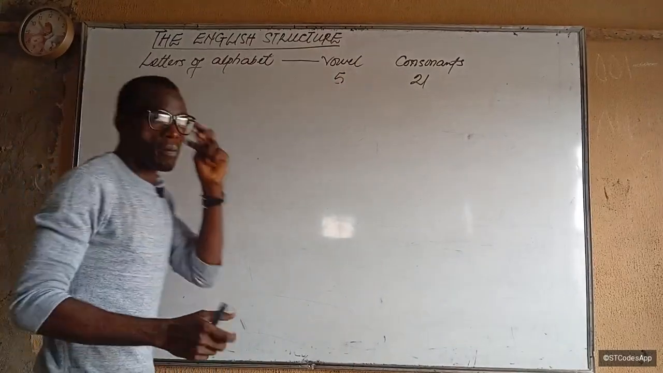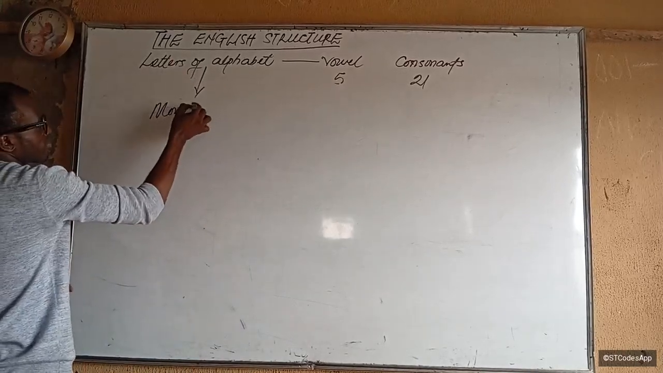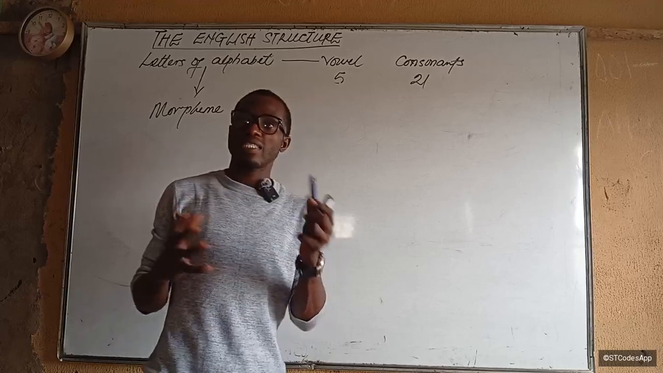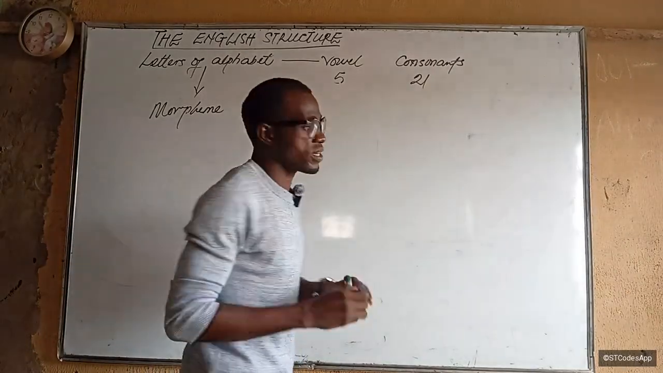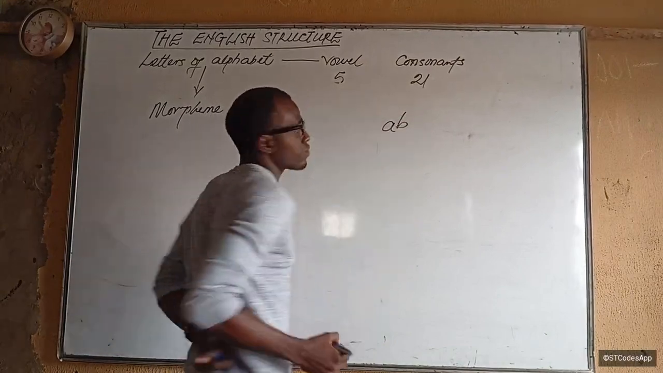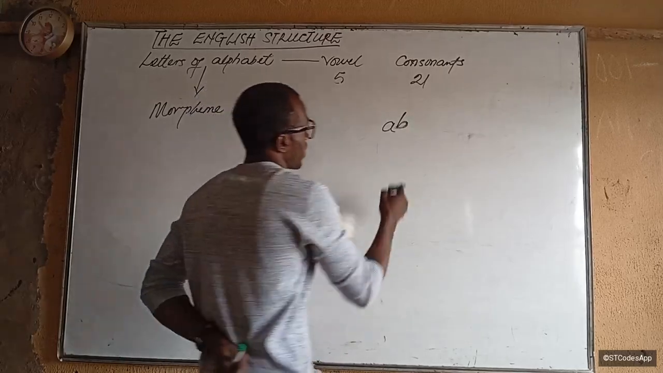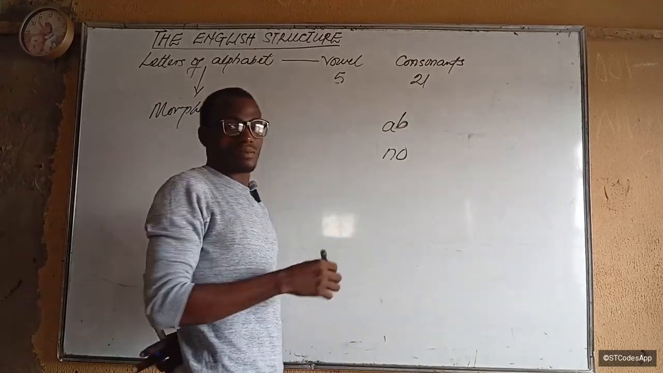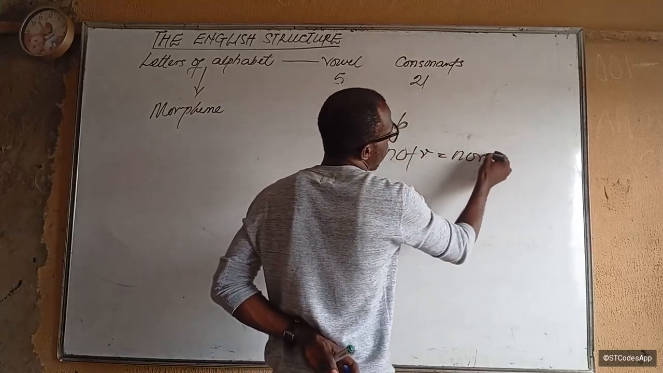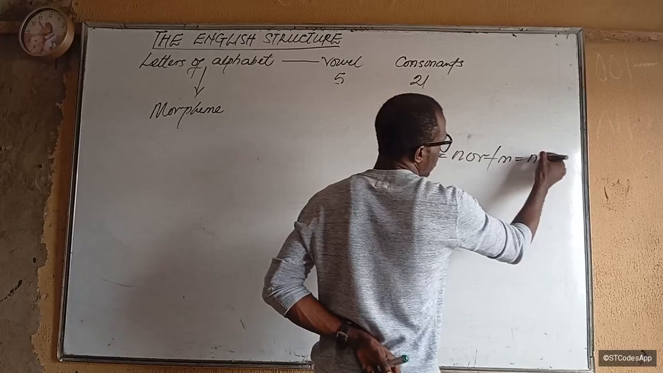Now the letters, when you combine them in different ways, you begin to make what is called a morpheme. Now what is a morpheme? A morpheme is basically two or more letters combined. So for example, if I combine A and B, what does this make? This makes ab, right? If I combine N and O, what does this make? It makes no. If I combine it with M, it makes nom.